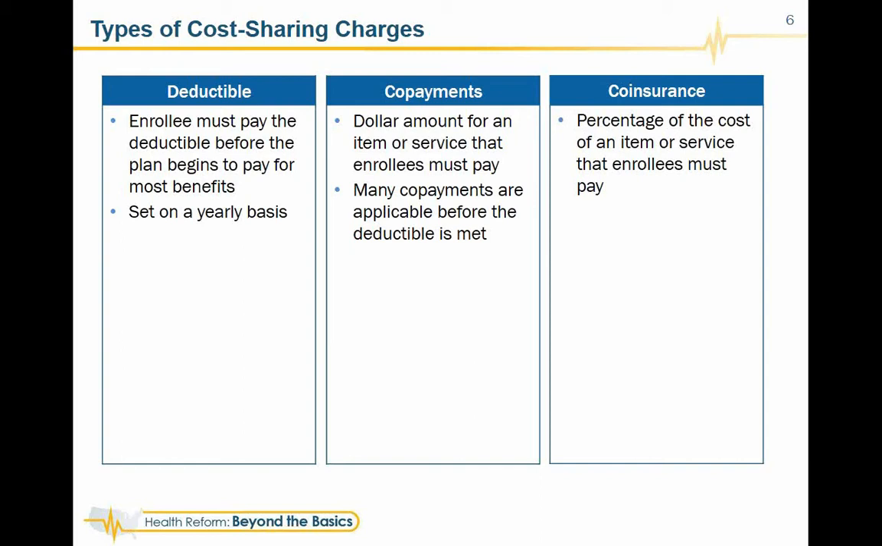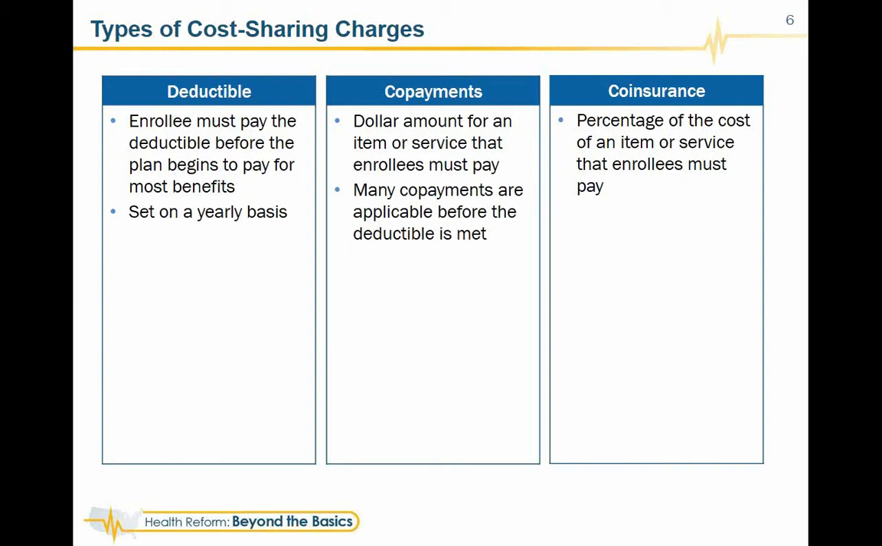There's co-payments, which are a dollar amount, like the $5 that you have to pay when you go to get a prescription, or the $25 you might pay when you go to the doctor. That's just a flat dollar amount that you pay when you get an item or service covered under your plan. And in many cases, what you'll see in plan designs is that co-payments are applicable before the deductible is met, meaning that people don't have to pay the relatively large deductible first.